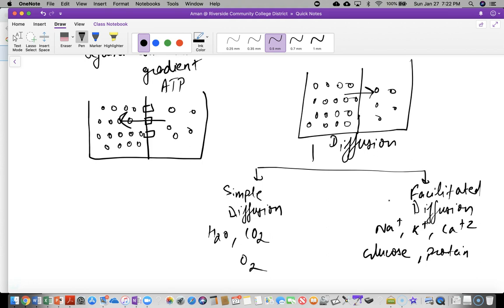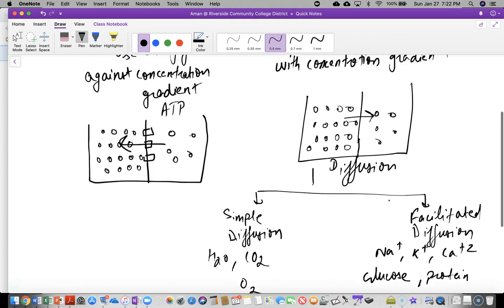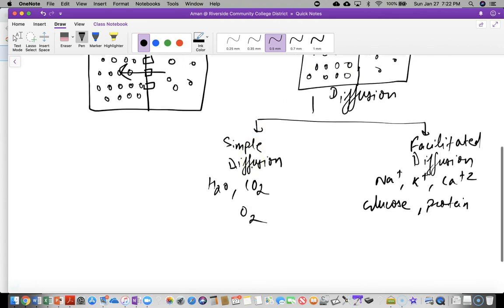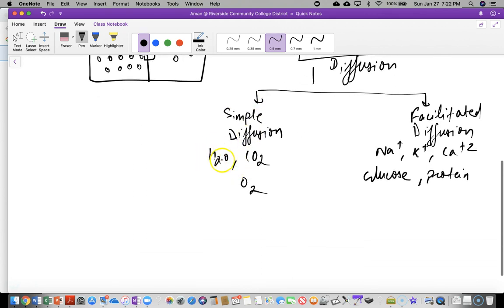They need help from somebody. That's why it's facilitated, and then they need the help of a transporter, okay. So they need some kind of gate or channel to be present here, okay. Now you might have noticed here that we actually have H2O, CO2, and oxygen, which are just passing through the membrane without any problem.